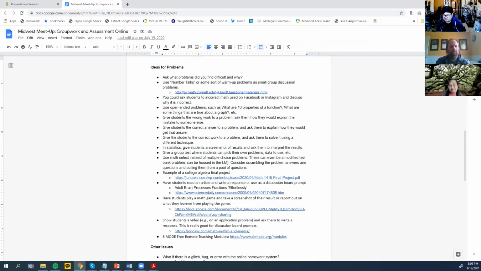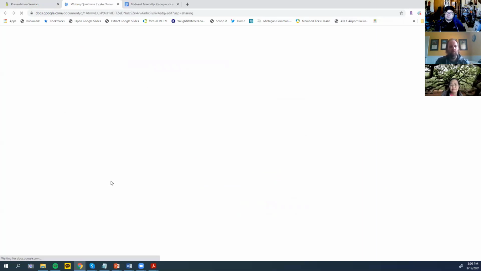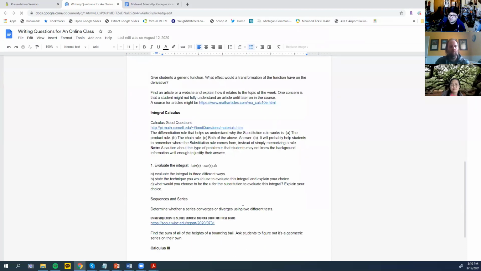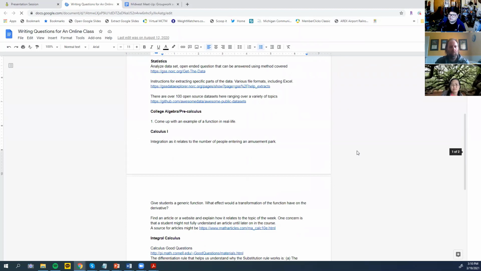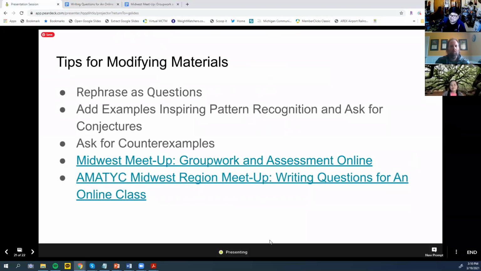Yes, I mentioned already solving using a different technique. The other Midwest group from last year talked about writing some of these questions, and this was more of a set done by a topic rather than by just general technique. So one of them here was to just come up with an example of a function in real life.